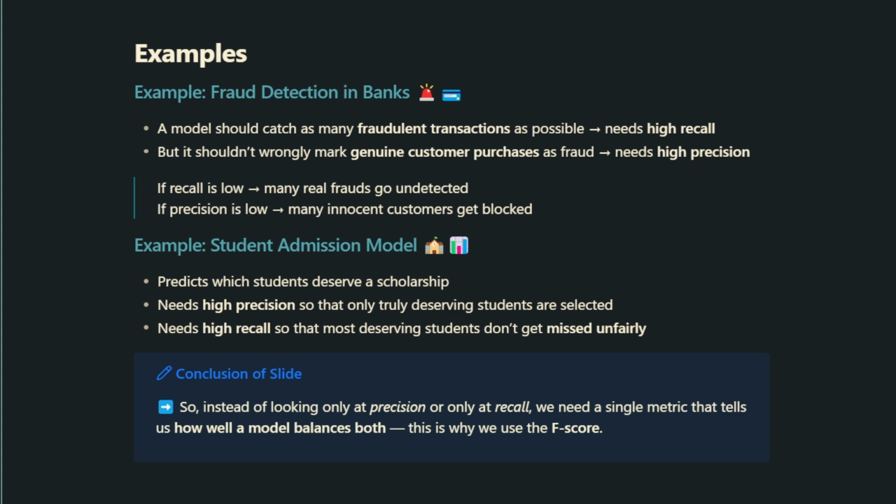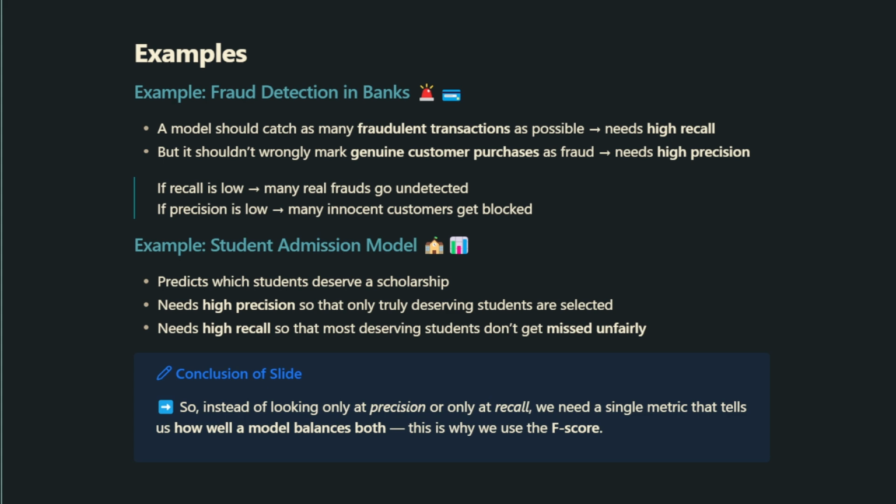Another example is a student admission or scholarship model. Here, precision ensures that only truly deserving students get selected, while recall ensures we don't miss out on deserving candidates who also deserve that chance. So, what's the conclusion? Instead of focusing on just precision or just recall, we need a single metric that balances both, and that's exactly why the F score exists.